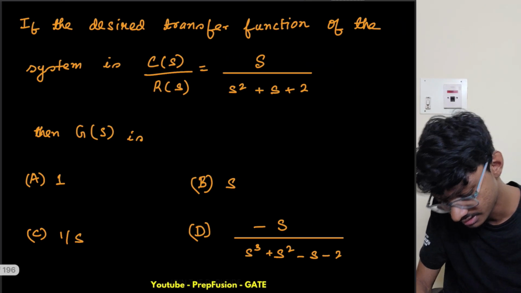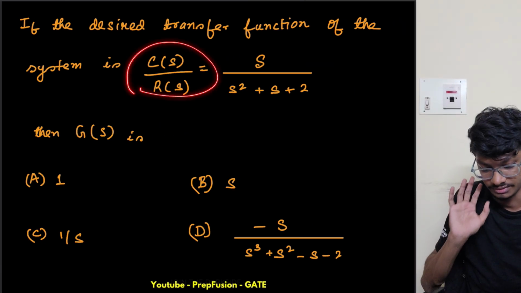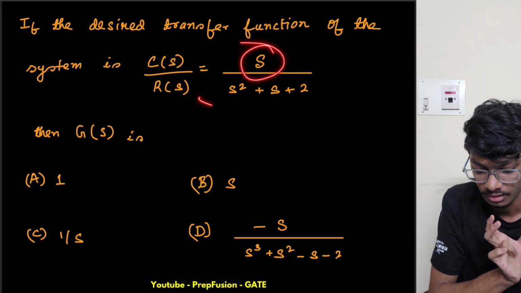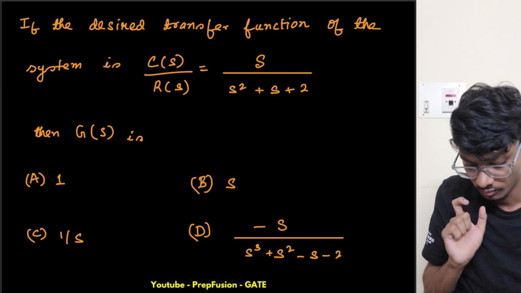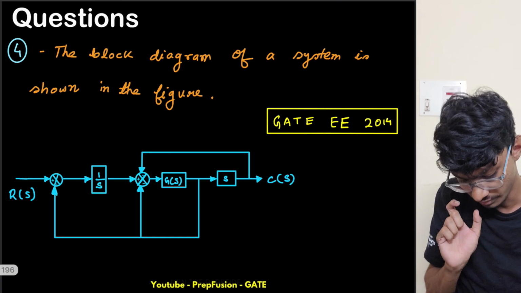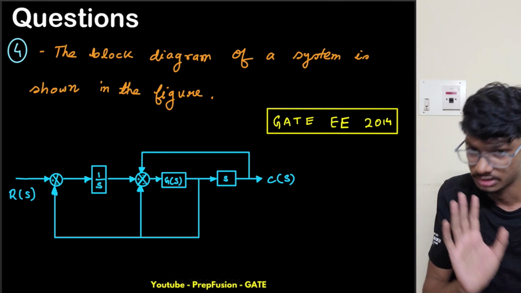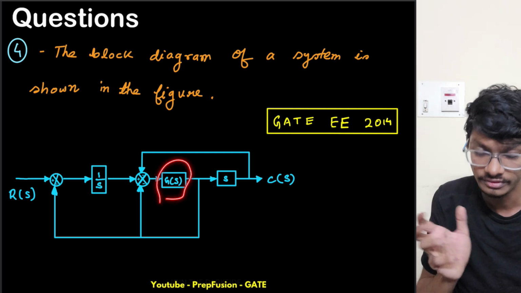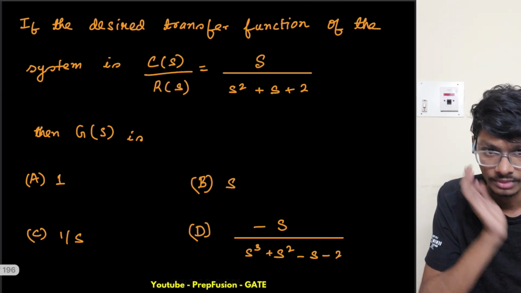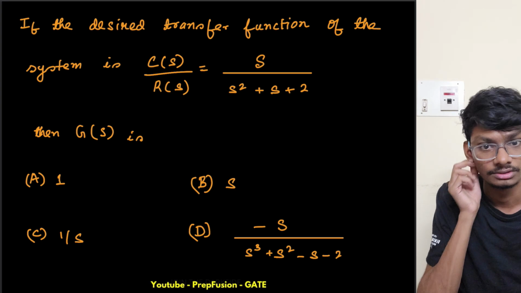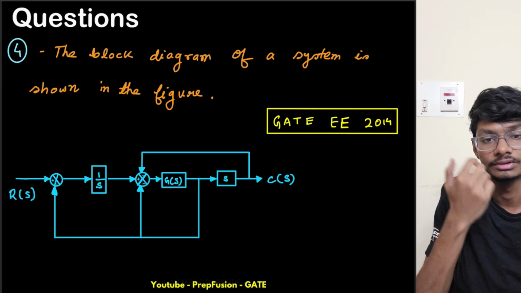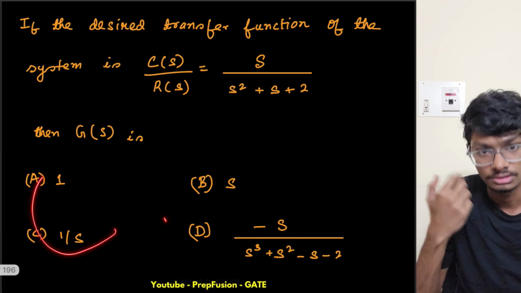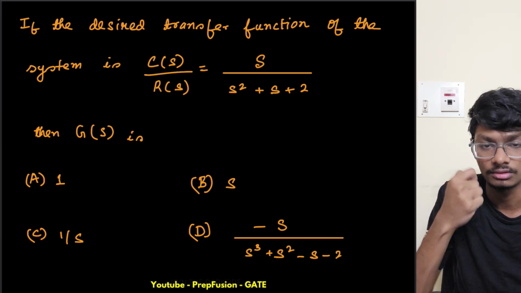What the question is telling us is, it has given us a transformation in terms of s, in terms of frequency. What we need to find is this G(s), also in terms of s. So how will I do it? Firstly I will find the transfer function in terms of G and s, then I will check which option is matching with our final transformation.